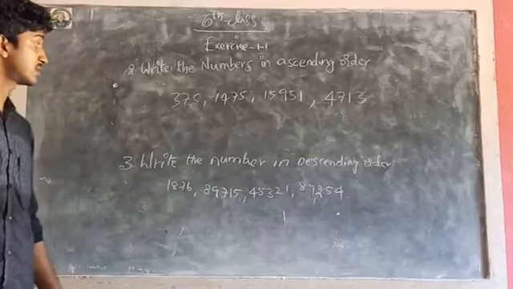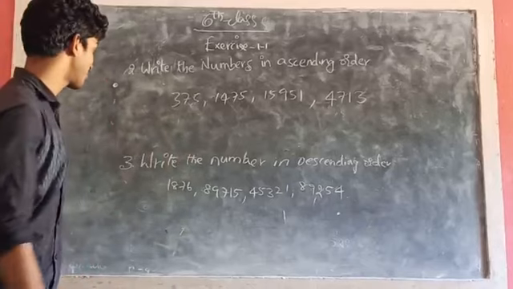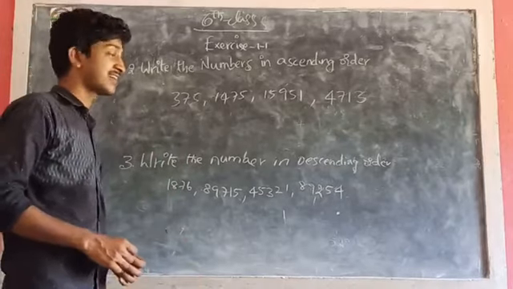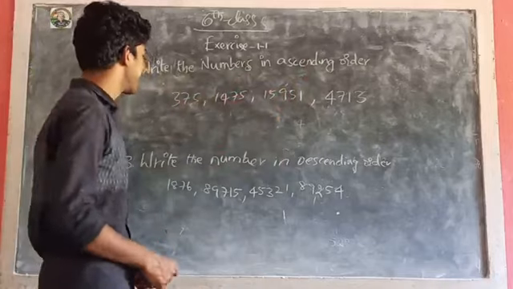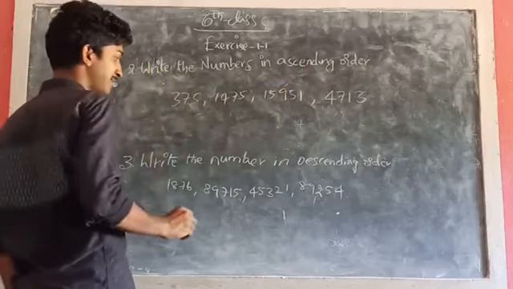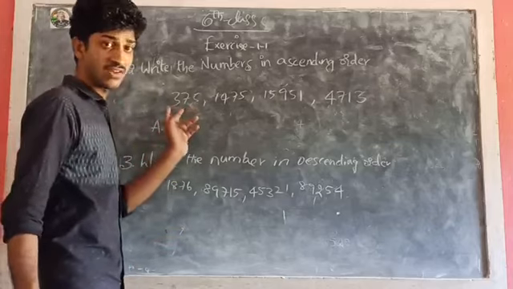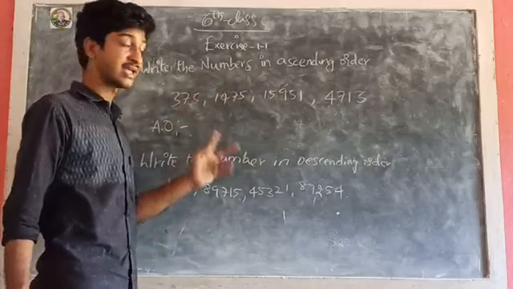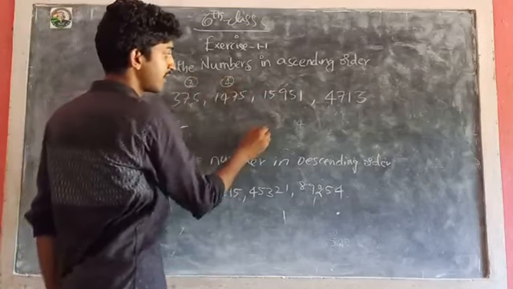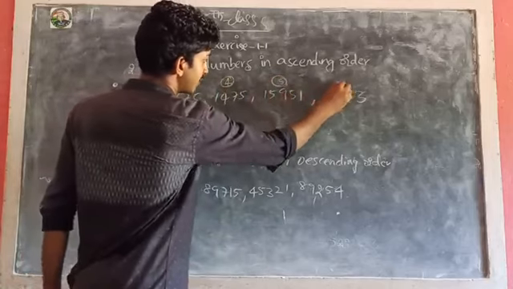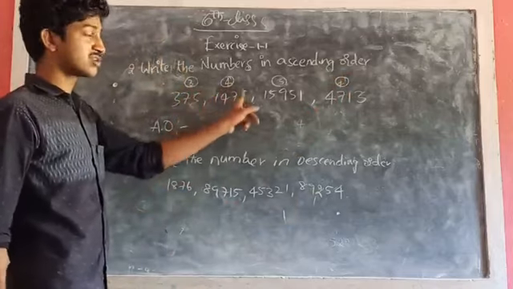The second question is: write the numbers in ascending order. Ascending order means smaller number to larger number. Here, first of all, we write how many digits are in each number. Here 3 digits, here 4 digits, and here 5 digits, and here 4 digits. Again 4 digits here. And now compare the digit counts.